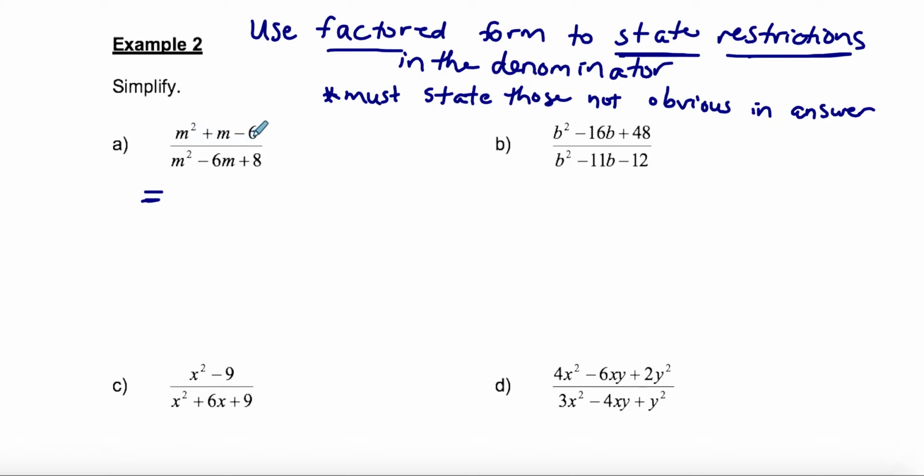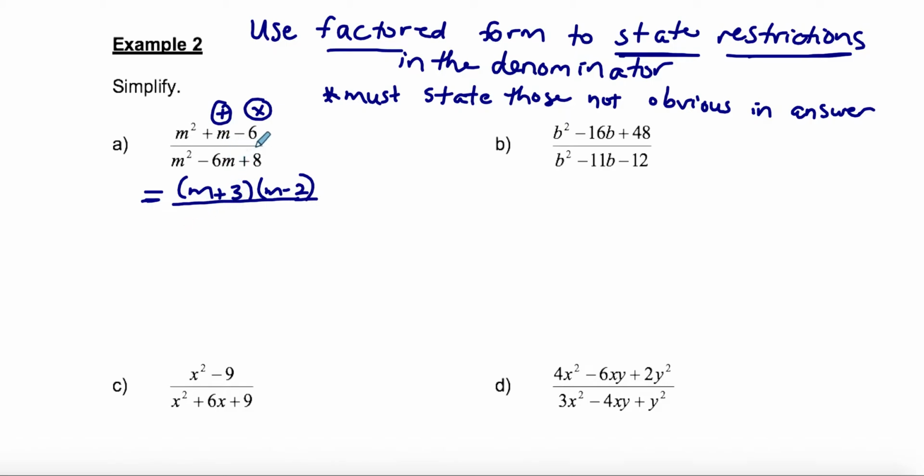So this is a simple trinomial in the numerator. I've got to think what multiplies to give me -6 and adds to give me 1. So I'm going to think about having m's in the front of my brackets. What multiplies to give me 6 is 2 times 3. And if the 3 was positive and the 2 was negative, I would get +1.